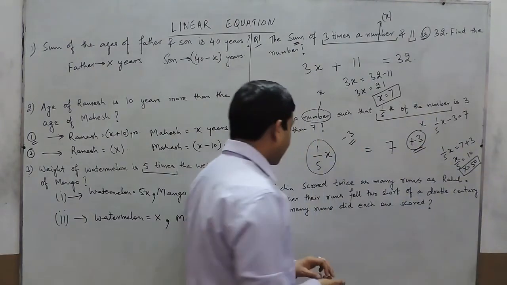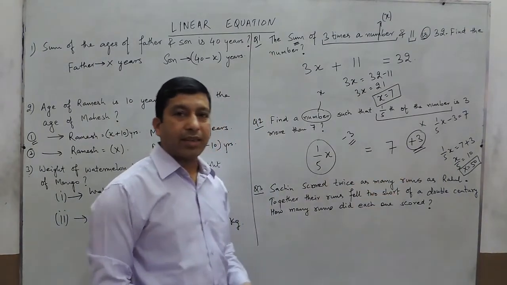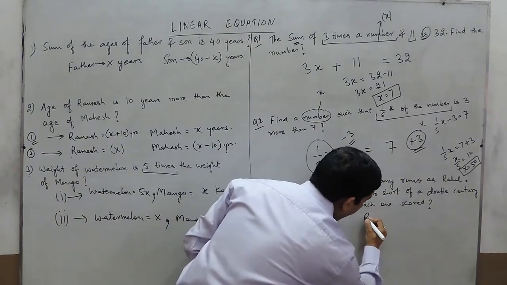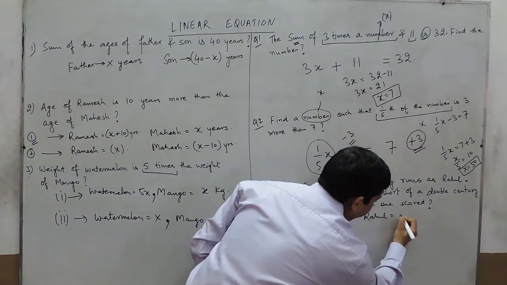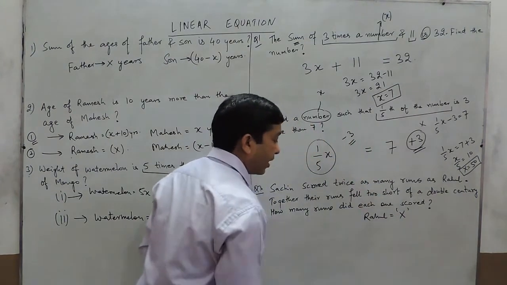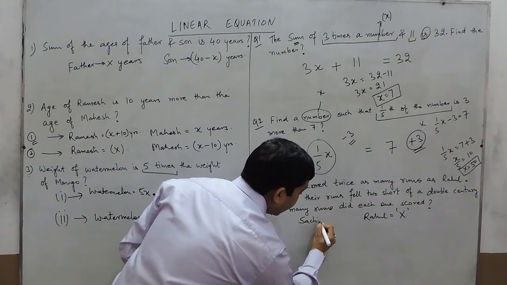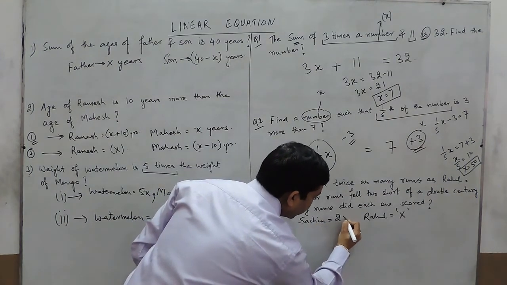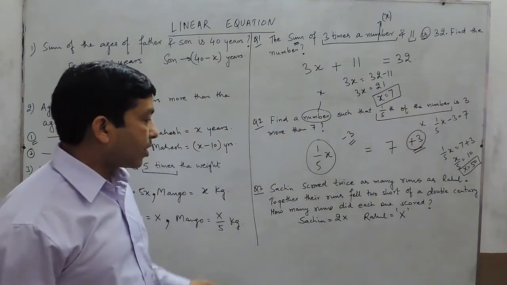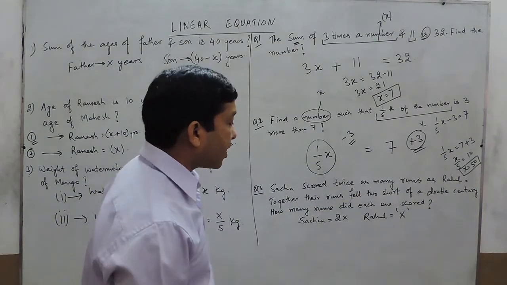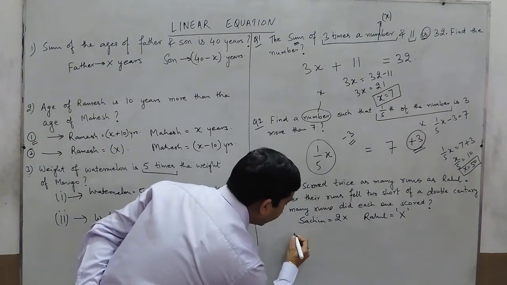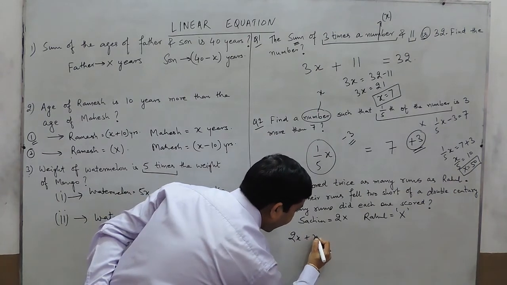There is yet another question. Sachin scored twice as many runs as Rahul. Here, suppose the score of Rahul we take is x. Definitely, Sachin's score is double the score of Rahul, so the score of Sachin is 2x. Together their runs fell 2 short of a double century, that is 2x plus x.